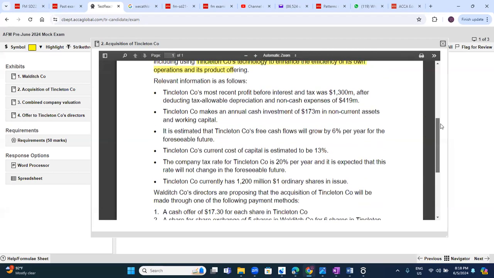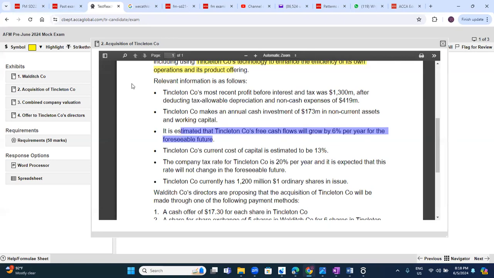Relevant information is as follows. Tin Company's most recent profit before interest and tax, PBIT, is 1300. After deducting tax allowable depreciation, 419. Tin Company makes an annual cash investment of 173 million in non-current assets and working capital. It is estimated that Tin Company free cash flow will grow by 6% per year for the foreseeable future. So the growth is very high, 6% growth.